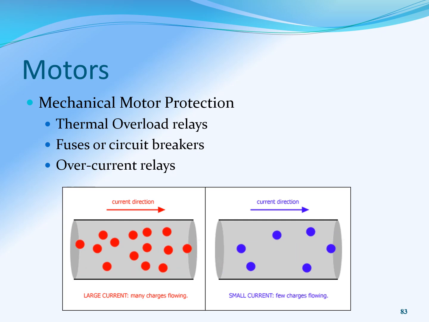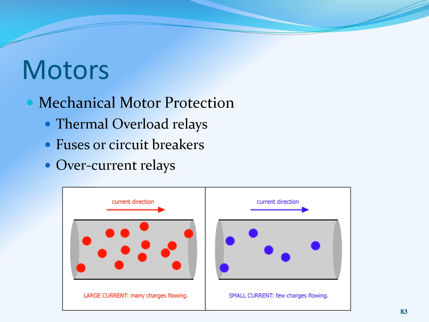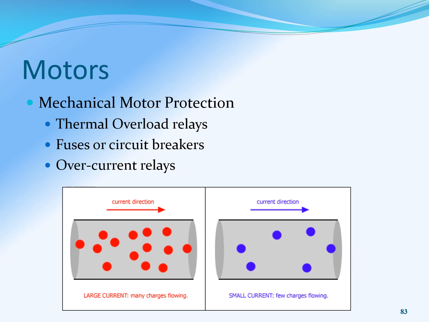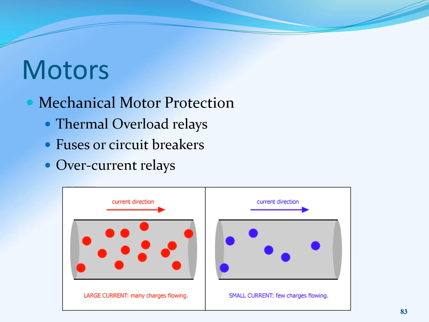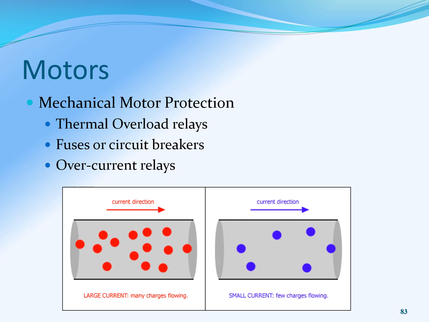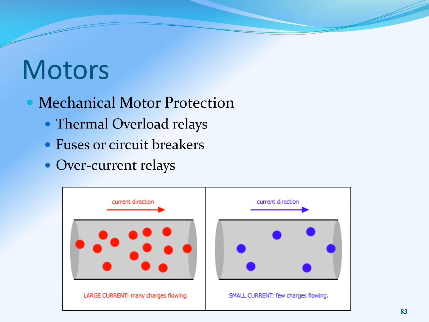To explain current, I've got the graphic here, and you can see that with a large current, there are many charges. This is on a molecular level, where you've got many charges flowing in one direction, whereas with a small current, you're going to have fewer.